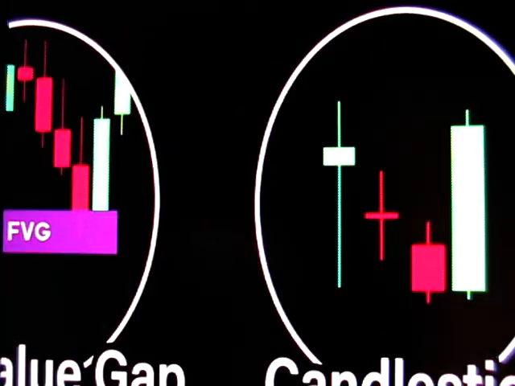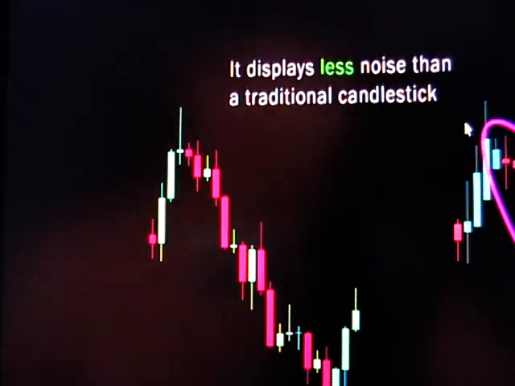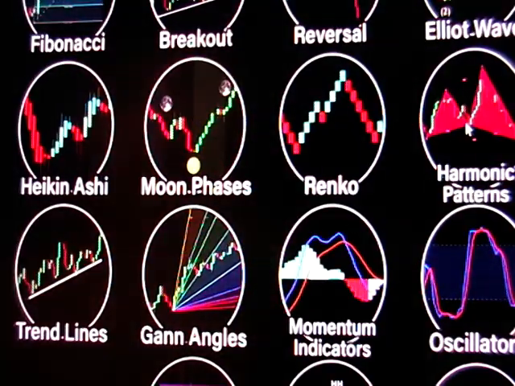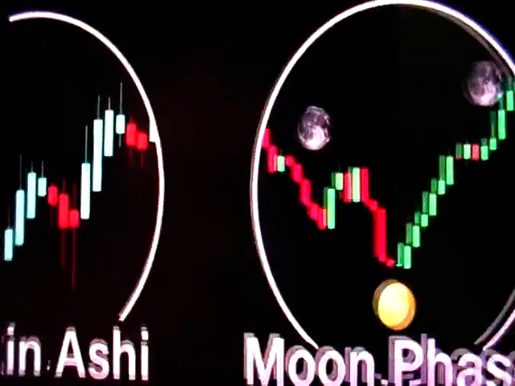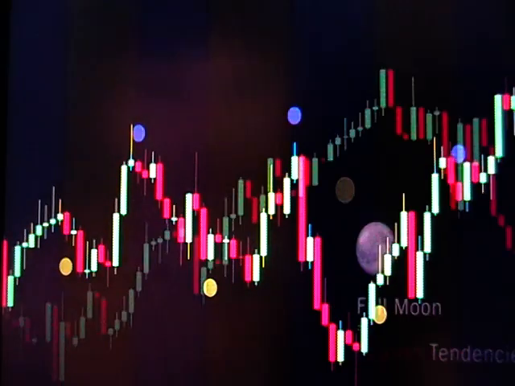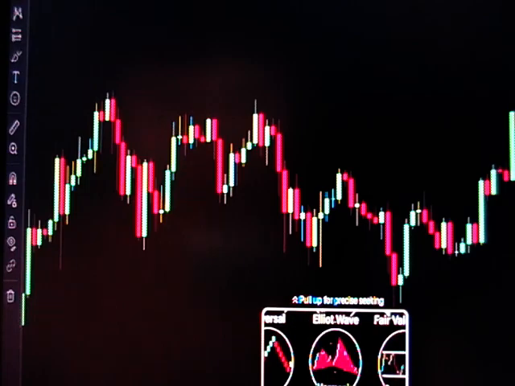Candlestick patterns. I don't want to listen to this. Fibonacci retracements. I am not listening to that either. Bullshit. Moon phases. Fuck no. Renko. Advanced price patterns that follow.